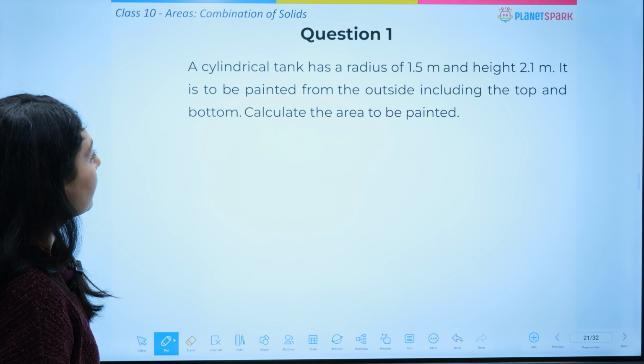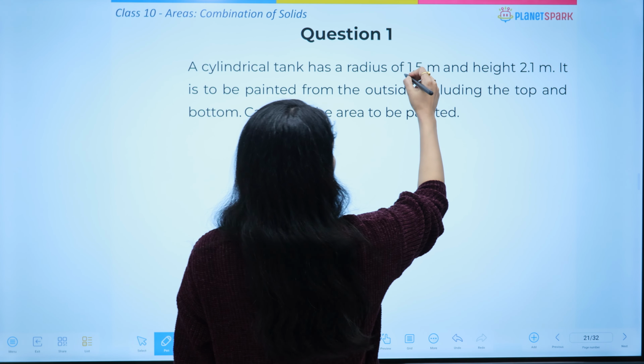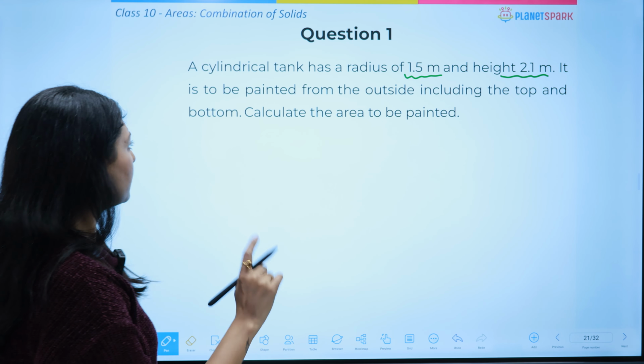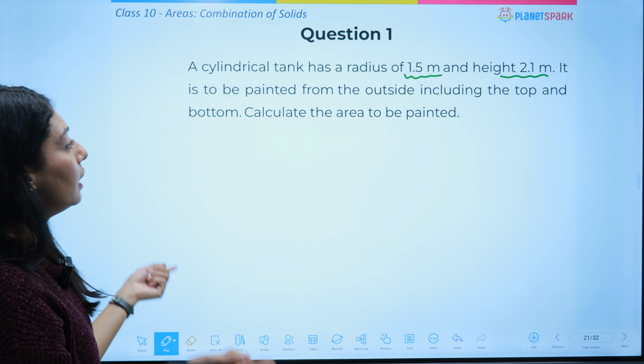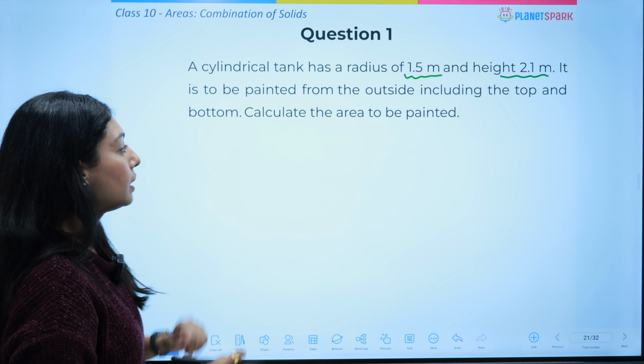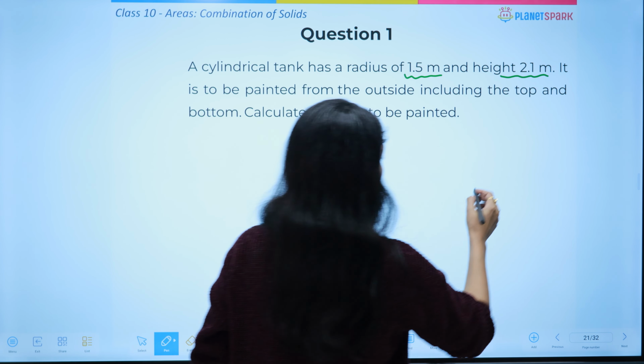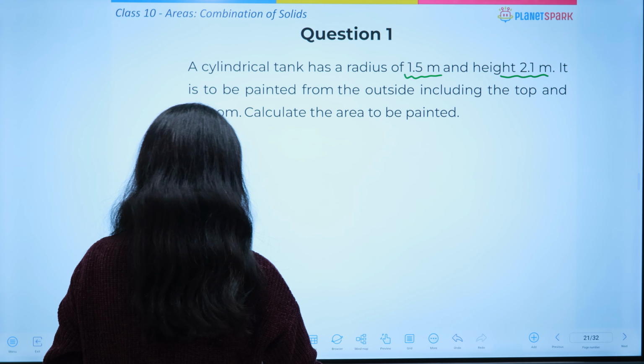A cylindrical tank has a radius of 1.5 meter and height 2.1 meter. It is to be painted from the outside, including the top and the bottom. Calculate the area to be painted. Okay जी, क्या है हमारे पास? Cylindrical tank. Okay, then let's take a cylinder here.